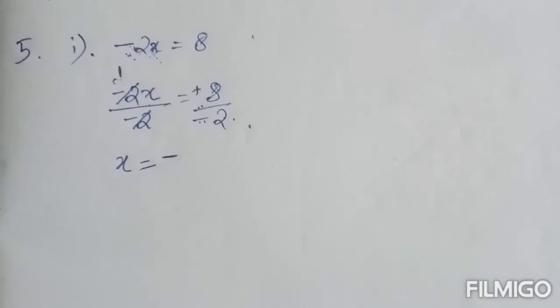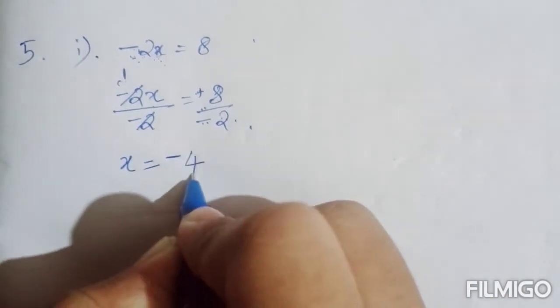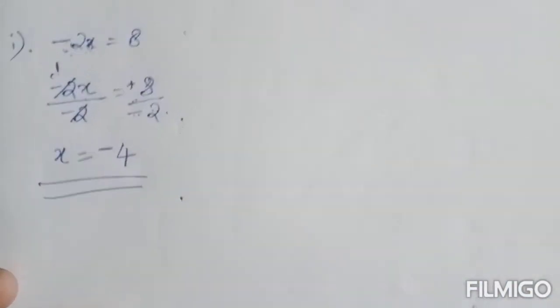The rules are same for multiplication and division. Positive divided by negative, it is negative. Positive into negative, it is also negative. The rules are same for multiplication and division. Okay, 8 divided by 2, it is 4. So x equal to minus 4 will be the answer.